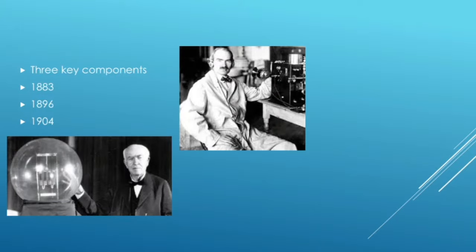The history of electronics is a story of the 20th century and three key components: the vacuum tube, the transistor, and the integrated circuit. In 1883, Thomas Alva Edison discovered that electrons will flow from one metal conductor to another through the vacuum. This discovery of conduction became known as the Edison effect.